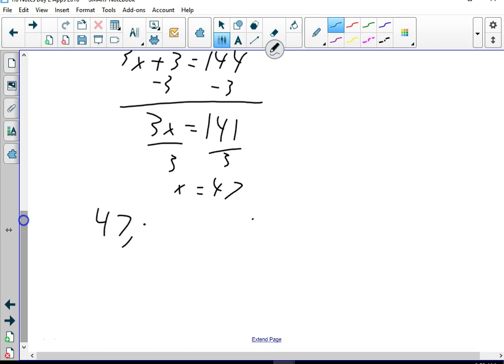Three consecutive numbers. What's the next number after 47? 48. 49. And again, the beauty of this is you can type those three in the calculator, add them up, and see if you get 144. And you will.